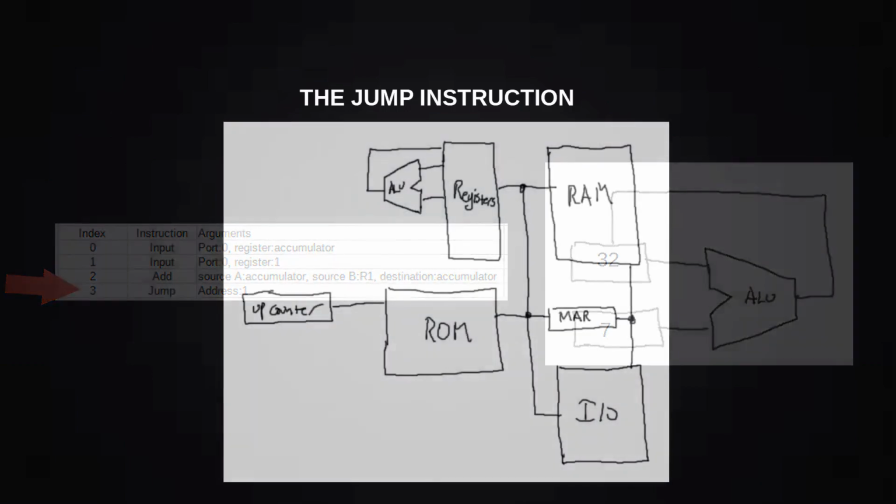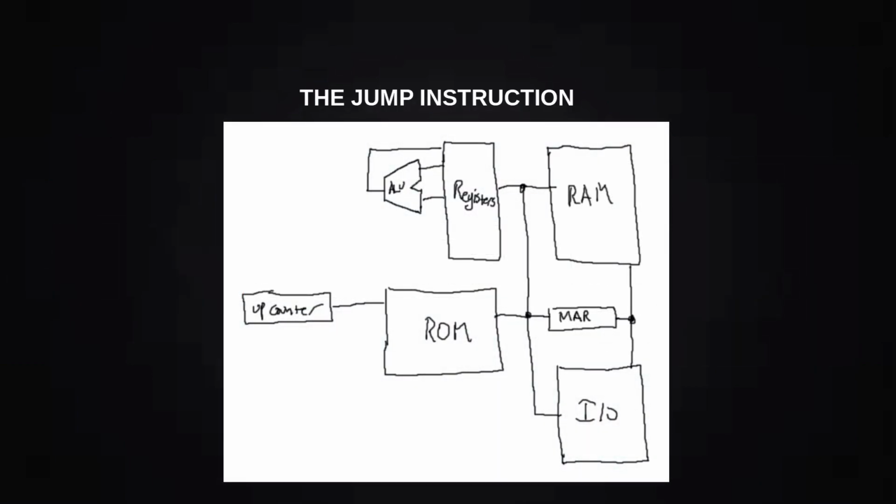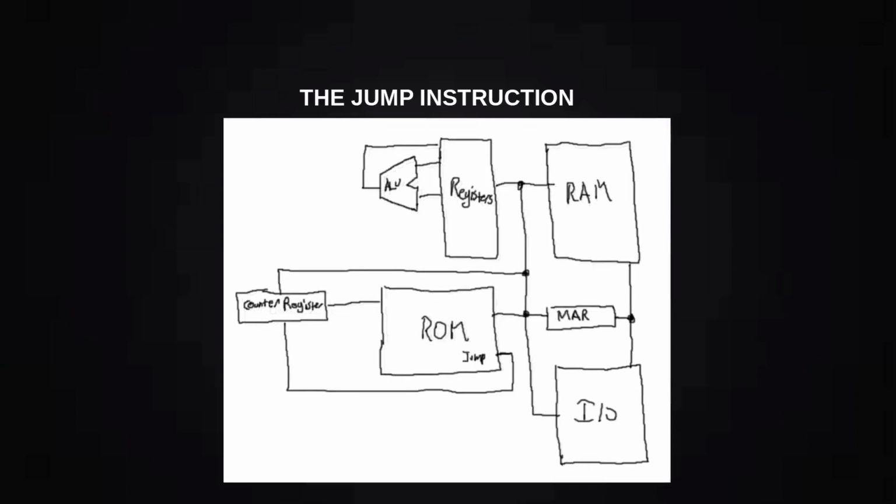So how do we implement this instruction? Well, it's actually pretty simple. By replacing the up counter going to the ROM with a counter register, we give ourselves the option to overwrite the counter's content at any time with anything. We just need to add another control line telling the counter register when to increment and when to jump.